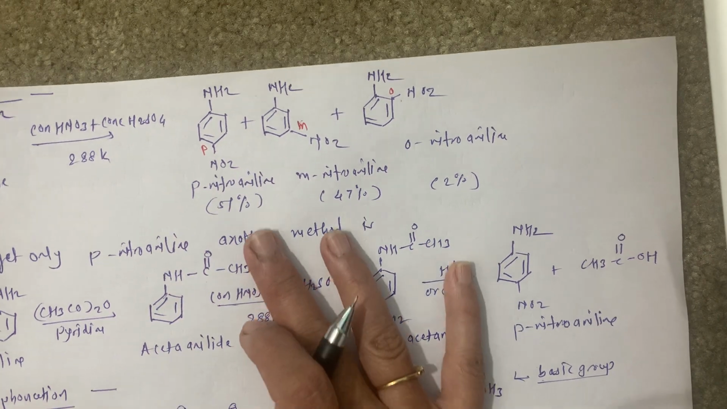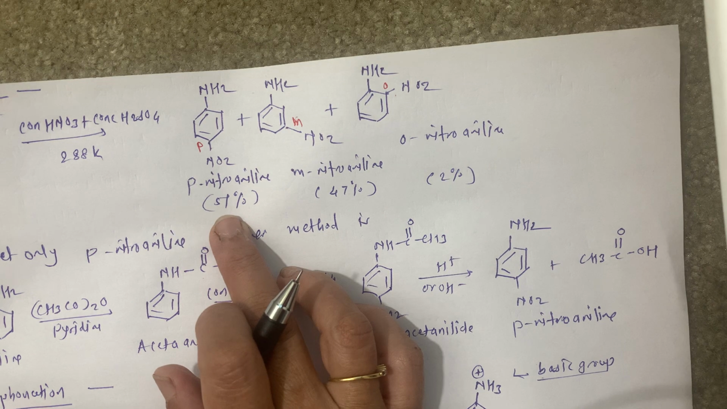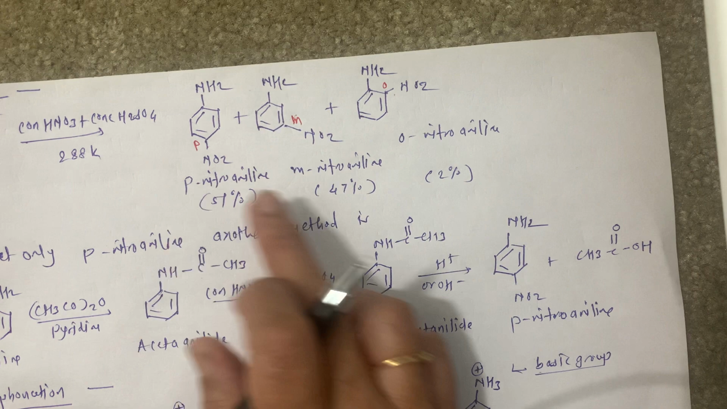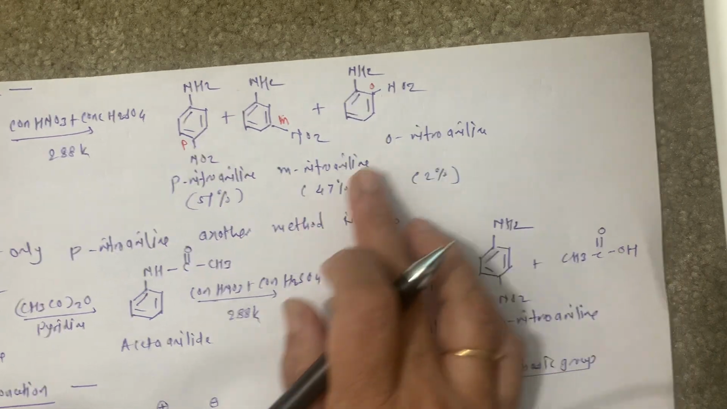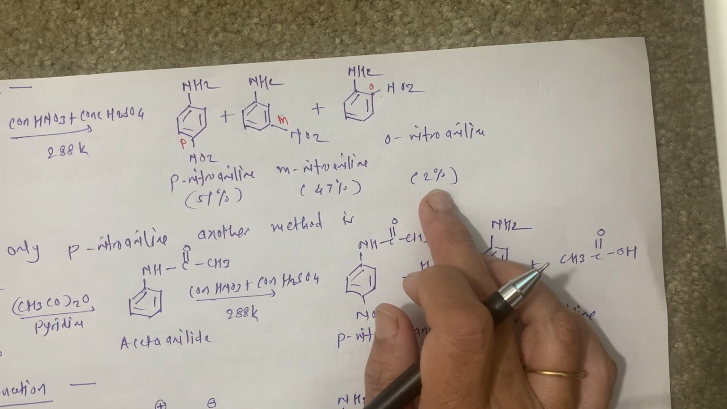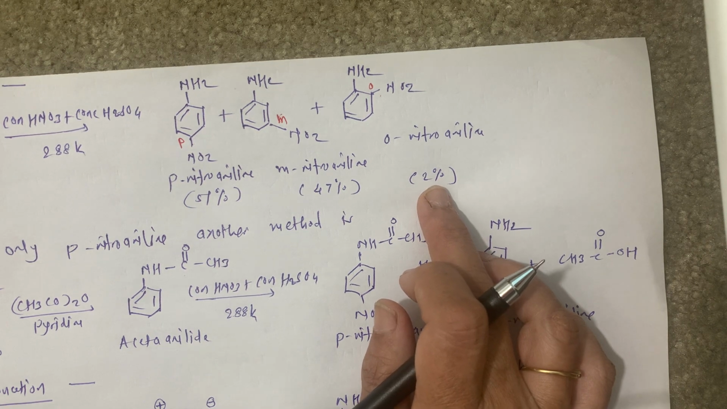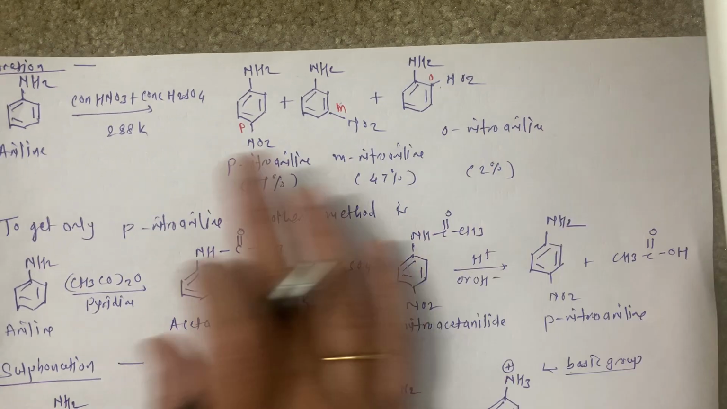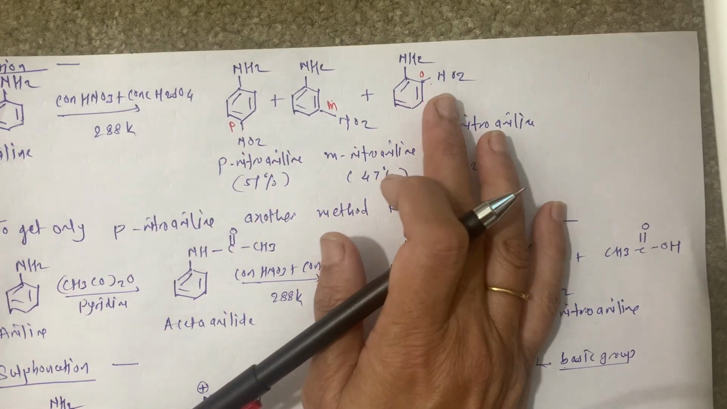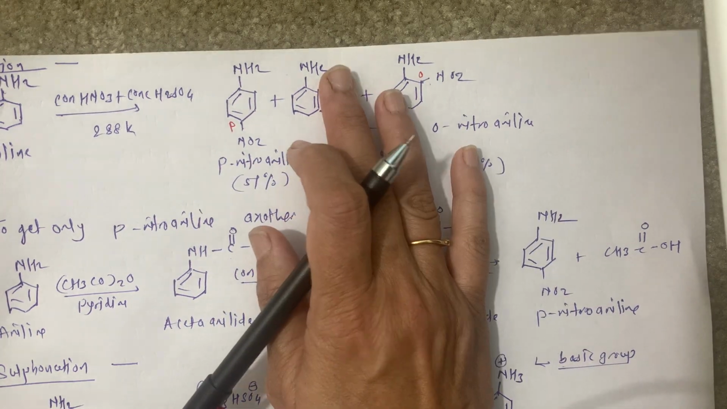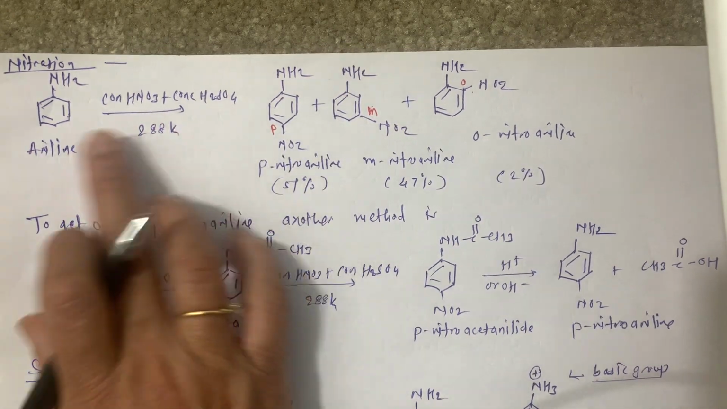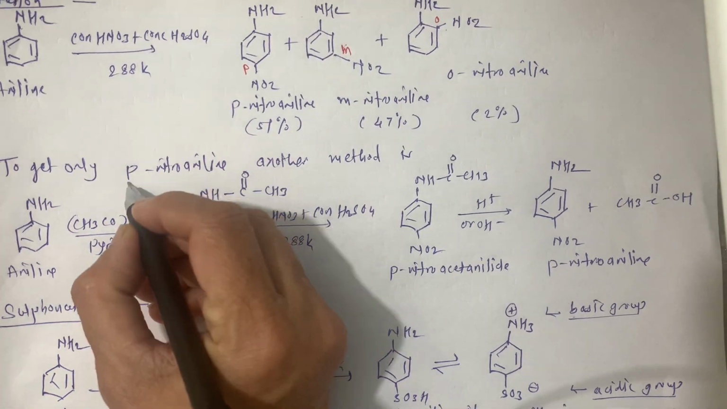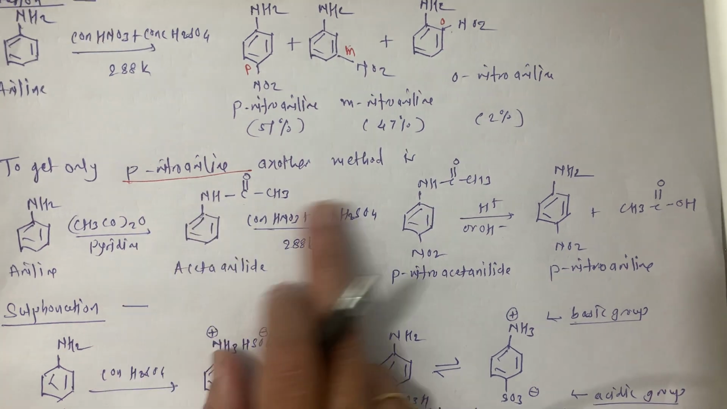Okay, but the important thing is that the para product is 51%, while with a very small difference between these two, meta and para, this is 47%, while the ortho nitro product is very less, that is 2%. Okay, so this is one of the methods to get para, meta and ortho nitroaniline mixture by treating aniline with nitrating mixture. To get only para nitroaniline, one more method is there.